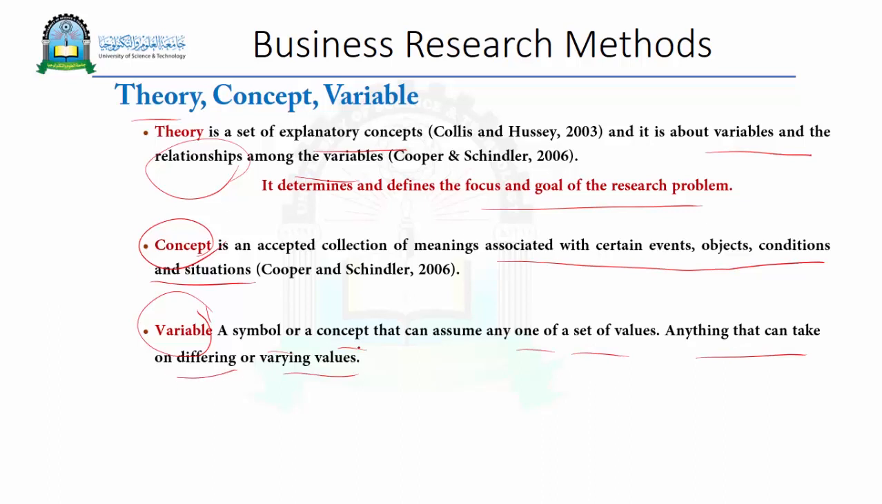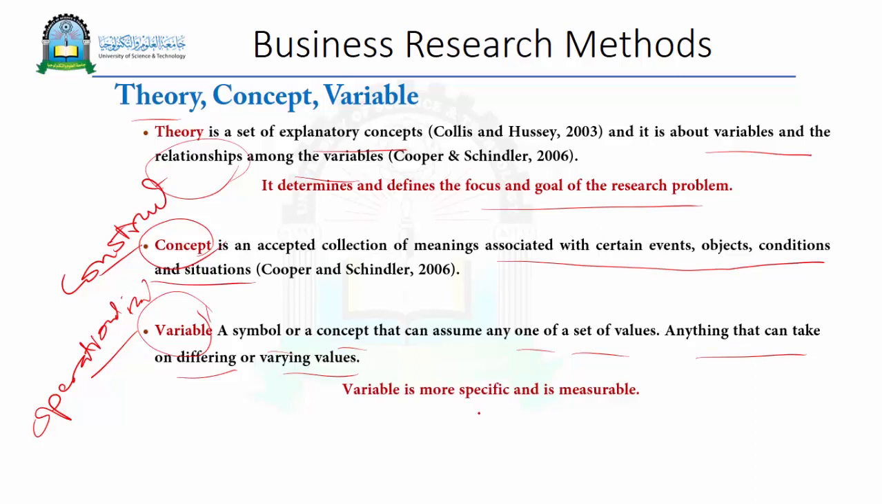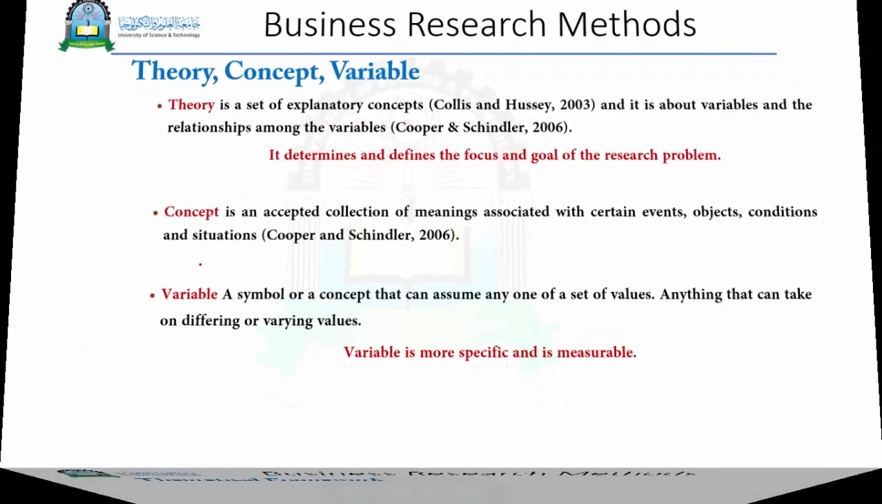So the concept is also a variable, but there it is what we call a construct, and here is a variable, and it must be operationalized. So it must undergo the operationalization so we can measure it. So the variable is more specific and measurable than the concept.